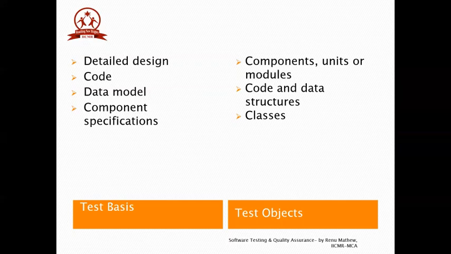Examples of work products that can be used as a test basis for component testing can be detailed design, the code, it can be the data model, and it can be the component specifications also. The test objects for testing components can be the components, the units or the modules as we call, or it can be the code and the data structures, the classes, and it can be the database modules also.